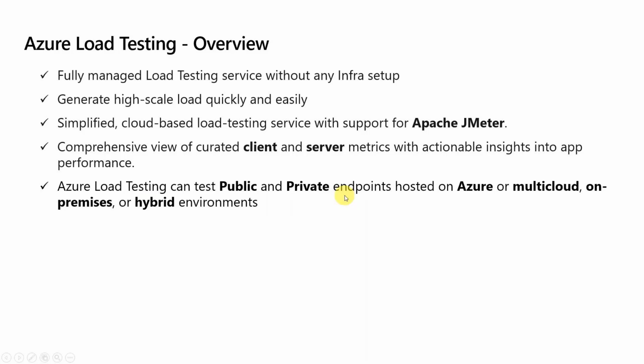That's also possible. Today we may not look at this. Maybe in the future we can set up another session wherein I can show you how to set up these private endpoints and how to configure load testing that can test private endpoints as well. Okay, so it can test on-prem, it can test hybrid environments as well. That means, let's say you have an endpoint in AWS, which is another cloud, a competitor to Azure.